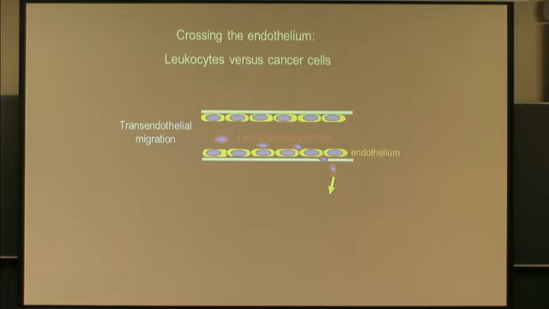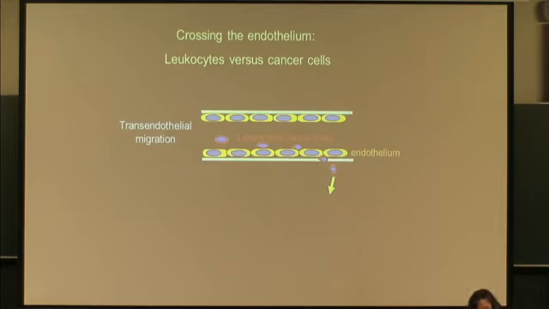And then once they've gone through, they have to pass through what I've drawn here. This is the basal lamina, which the endothelial cells secrete. It's extracellular matrix. They have to cross that, and then they have to move through the tissues, which again is extracellular matrix, to get to where they're going.